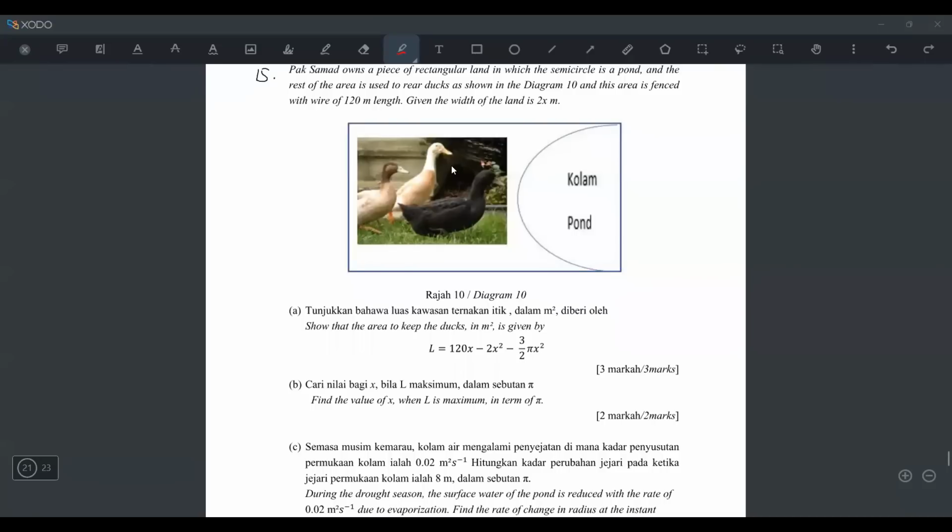Okay, finally we are at the last question, question 15. All right. So let's read the question.